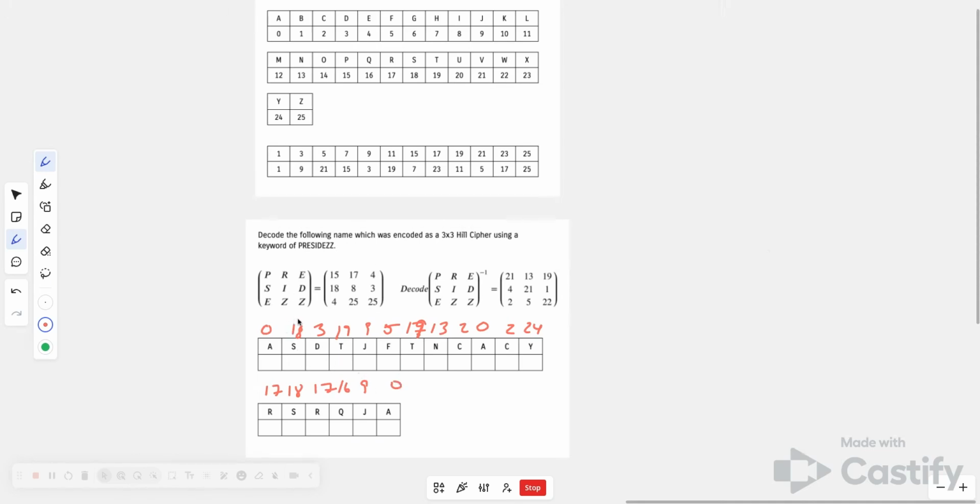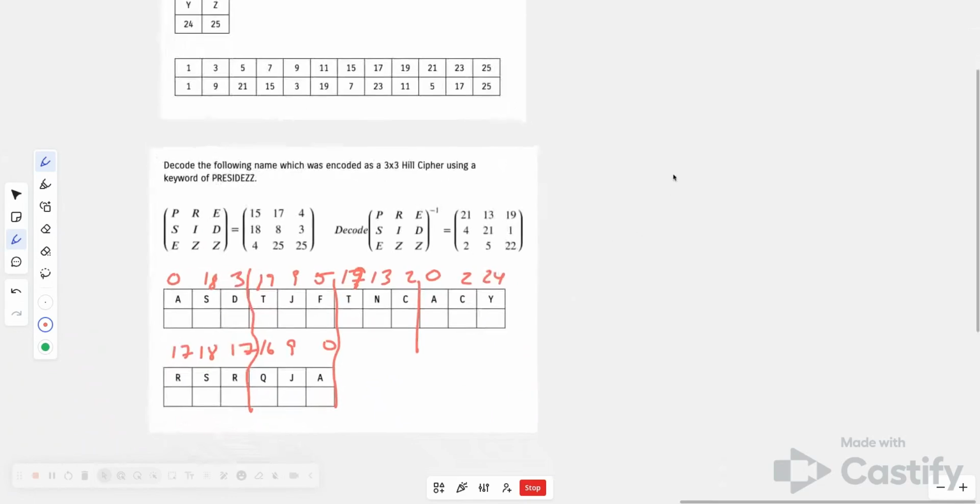So now we can group these into 3, and we can begin decrypting. So we already have the inverse matrix, which is 21, 21, 13, 19, 4, 21, 1, 2, 5, 22.